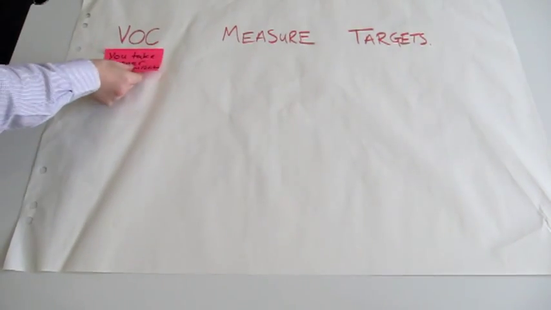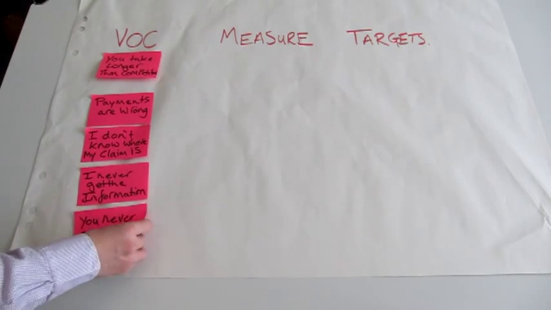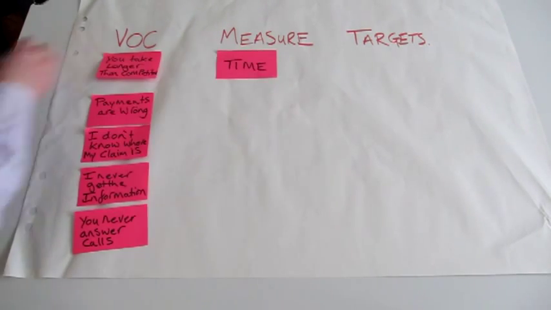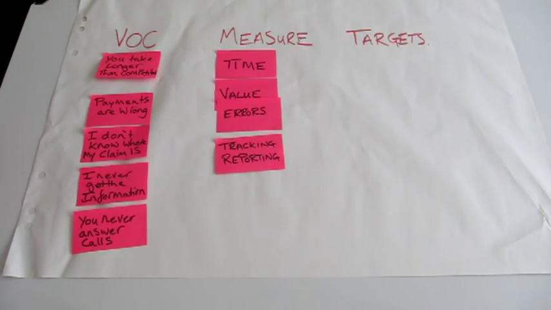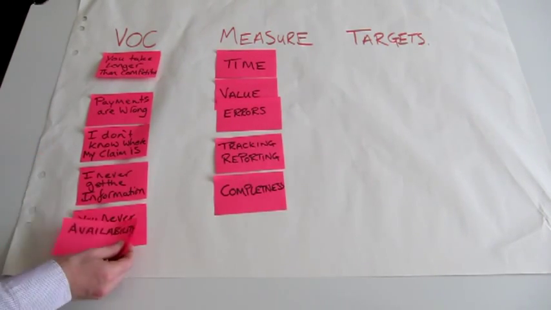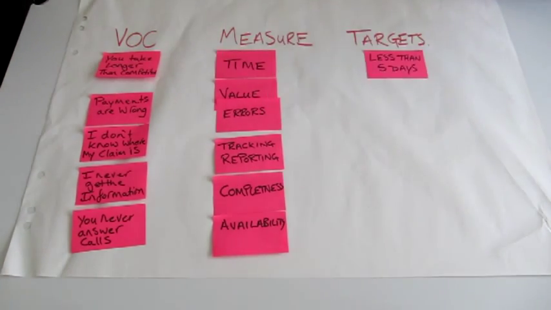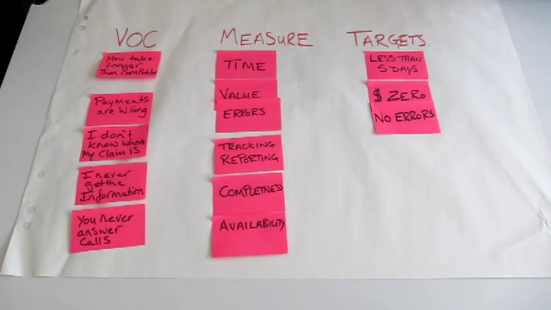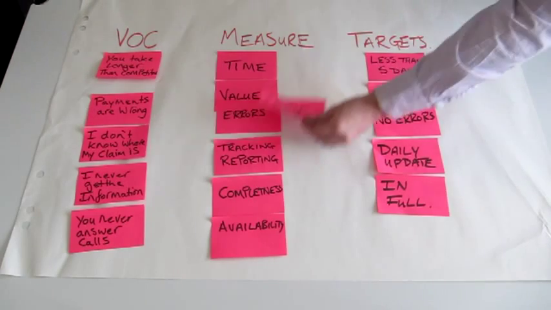We have here an example of voice of the customer. You hear things such as payments wrong. They never get any information. To measure payments wrong, we can measure it in either its value or the number of errors that we get. When we hear comments like never get all of the information, then we can measure it in completeness. In terms of targets, for payments, for example, we might set a target of $0 or no payment errors. For missing information, we may be able to target it as a percentage in full.